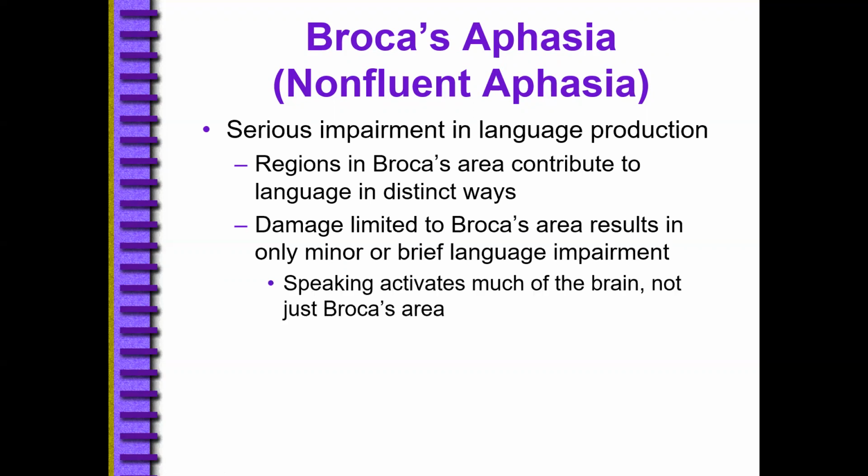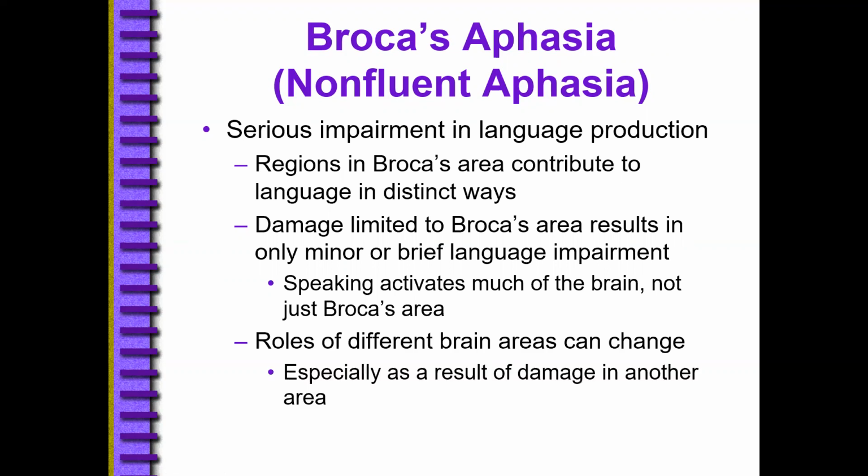Because again, there's a lot of different areas involved with speaking. It's not just Broca's area, but Broca's area is one of the big ones. When there's damage, that can have some impairment. And roles of different brain areas can change, especially when there's damage in some areas. It can affect other areas, right? Like there could be maybe compensation, which we've talked a little bit about before. That could be a possibility.